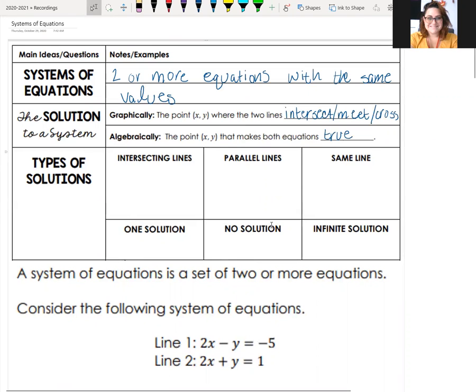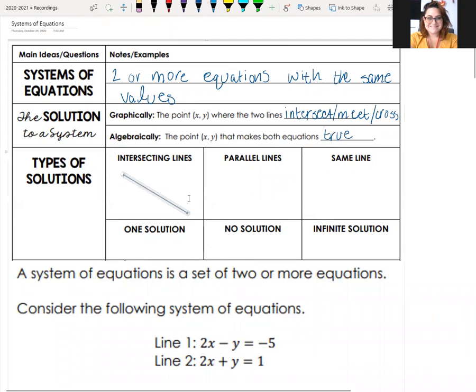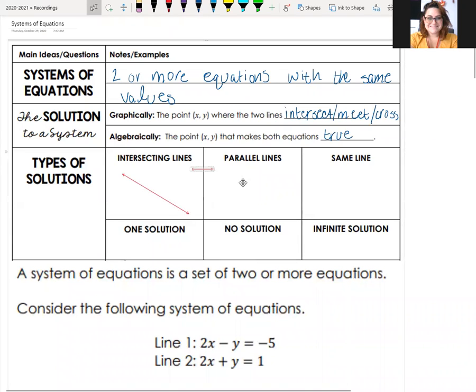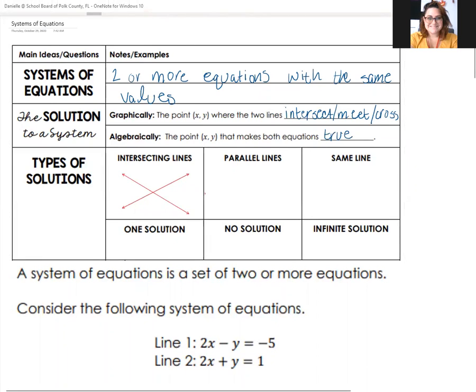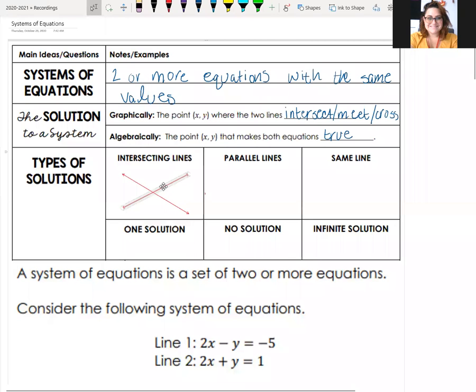Now we have three different types of solutions down here. One solution would be where our lines intersect or meet. So it would look something like this. Try and change the color. There we go. So it would look something like that.